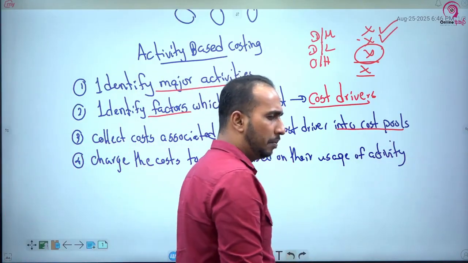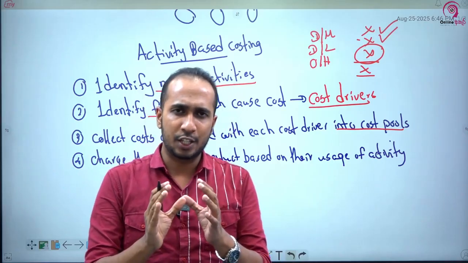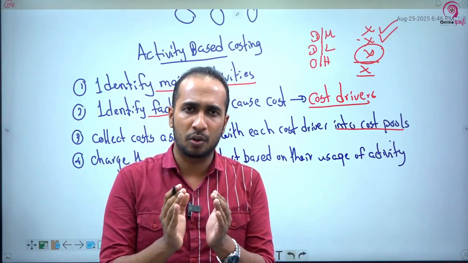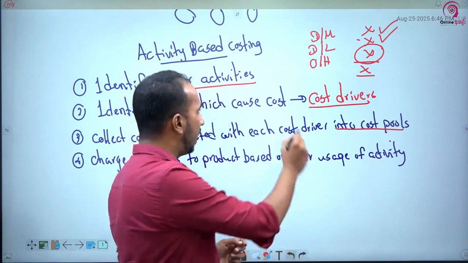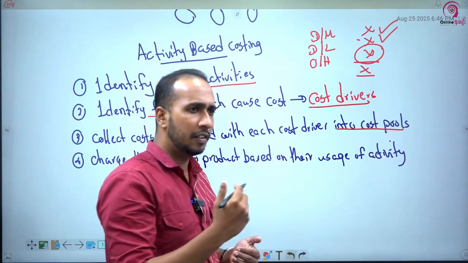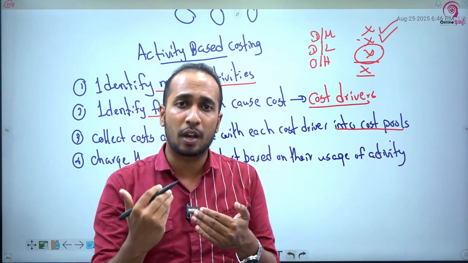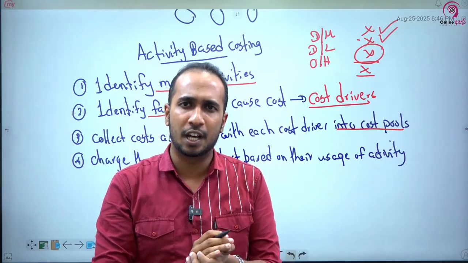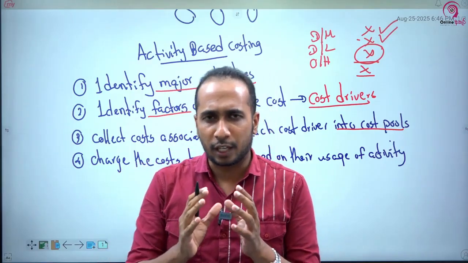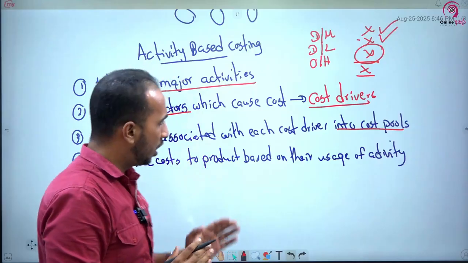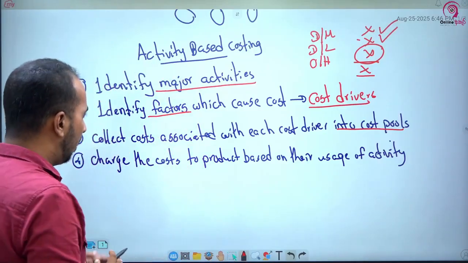What is meant by this? Under each activity, now that we have identified the activity, we have to accumulate the relevant cost. We have to accumulate the relevant cost. That is the third step. We have to accumulate the relevant cost under each activity.